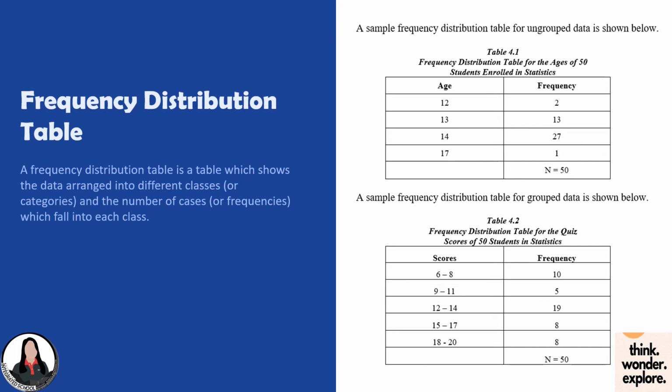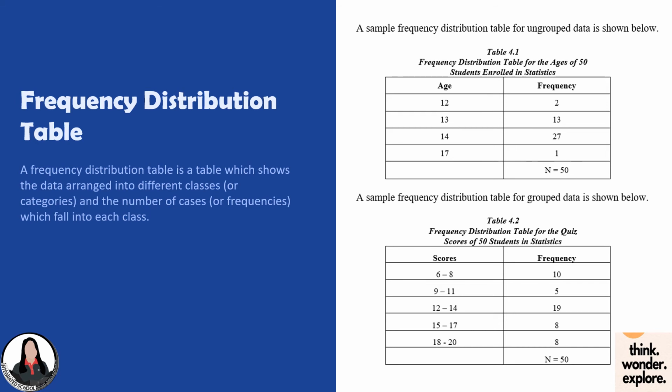5 students have a score between 9 to 11. 19 students scored 12 to 14. 8 students have a score of 15 to 17. And 8 students got a score of 18 to 20, for a total of 50 students.